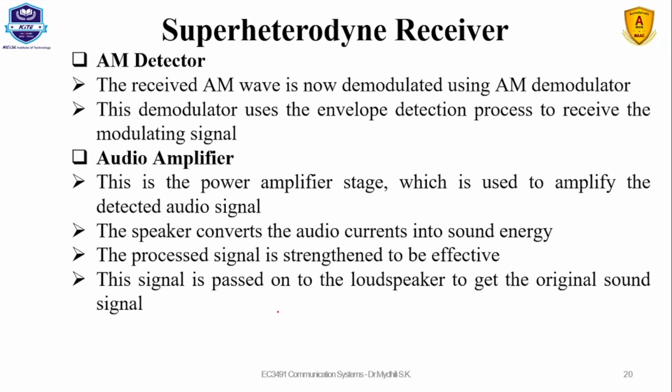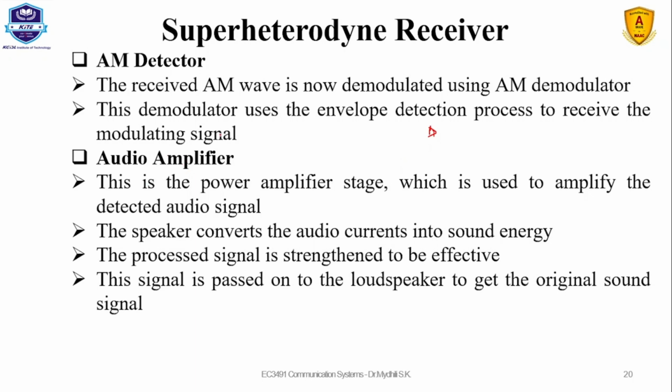Next is the AM detection or demodulation part. The received AM wave is now demodulated using the demodulator. This demodulator section uses an envelope detector, which uses a nonlinear device like a diode, to receive the modulating signal. It is demodulated, converted back to the modulating signal.